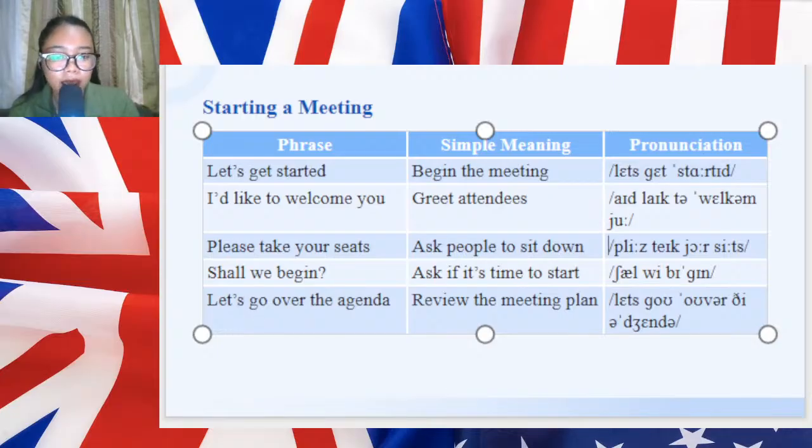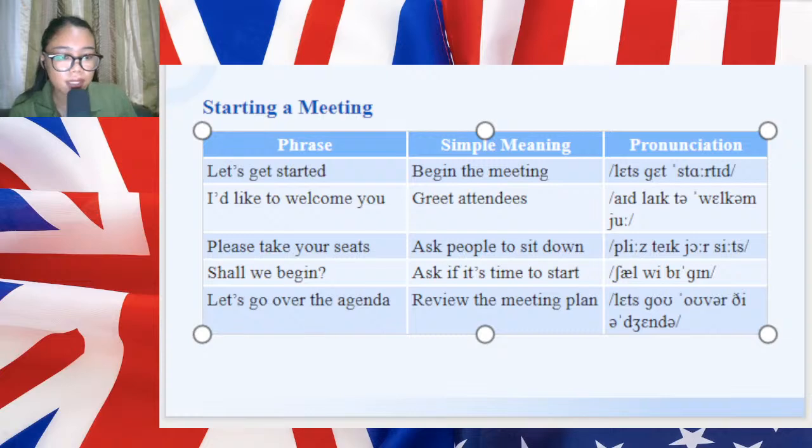Okay? All right, next. Please take your seats. Now, this is you asking people to sit down. So this is a polite and clear instruction asking the attendees to sit down, indicating that the meeting is about to begin. This phrase is particularly useful when attendees are still standing or moving around at the start of the meeting. It helps to create order and signifies that the meeting is ready to commence.